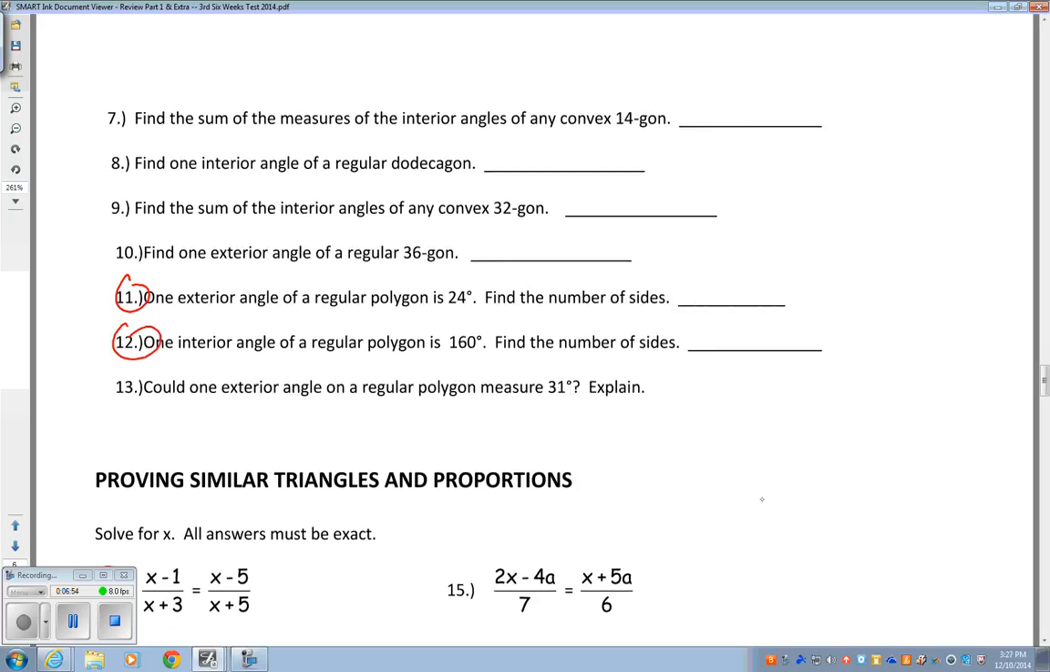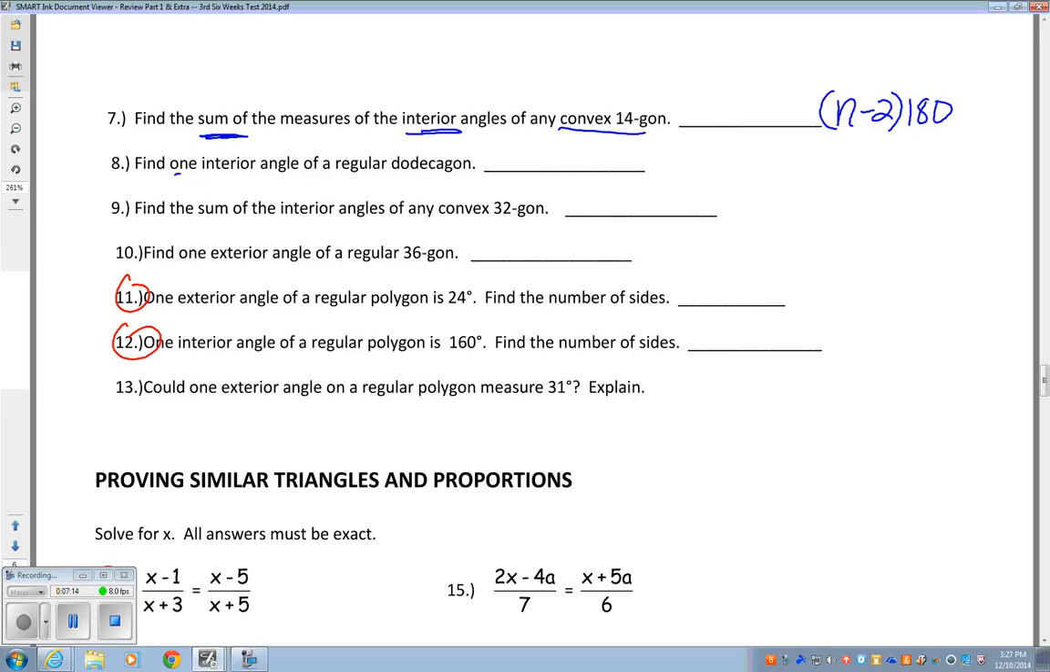Let me just make sure we understand. I need your attention. I know I said focus on the test, but just make sure you read it and you understand what to do for each. This one says the sum of the interior angles of a convex polygon, so you would use n minus 2 times 180, that formula, just to do the sum.